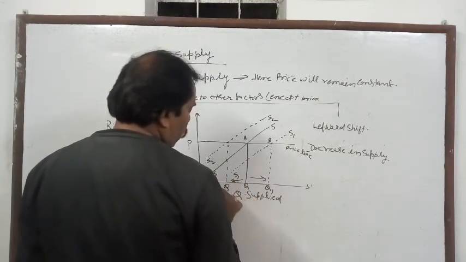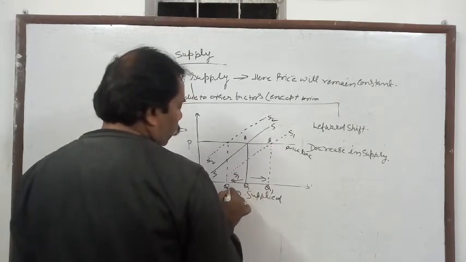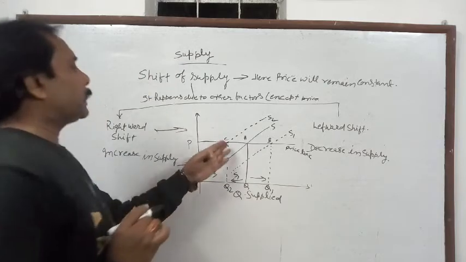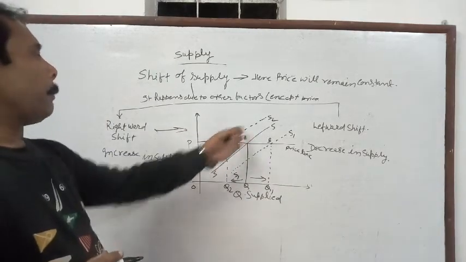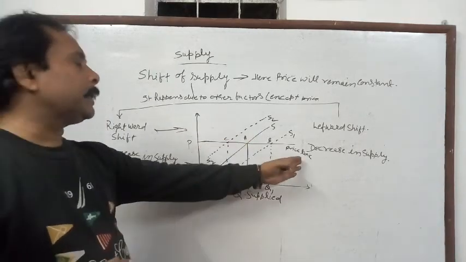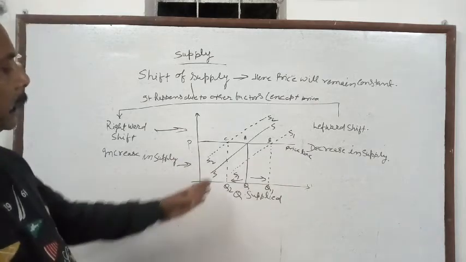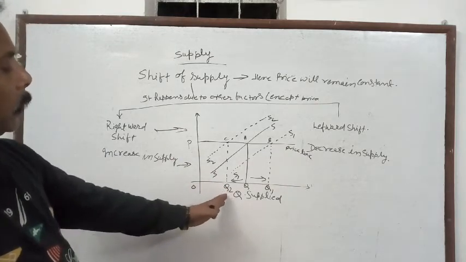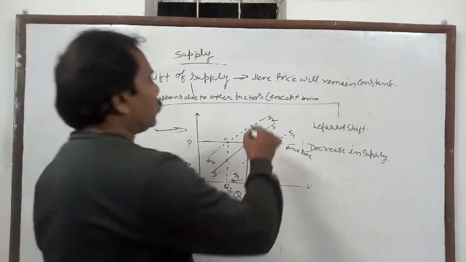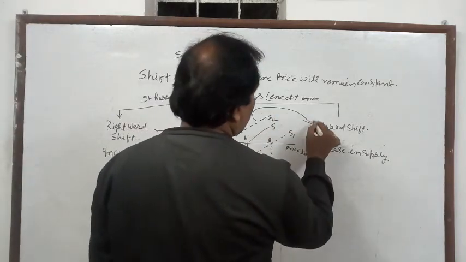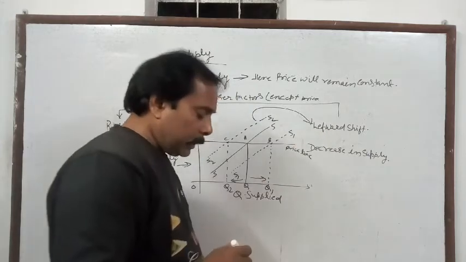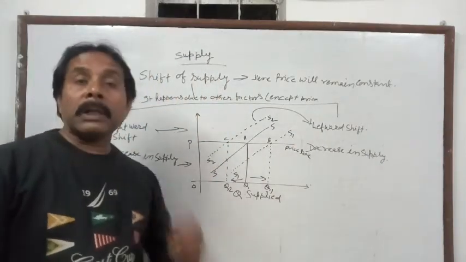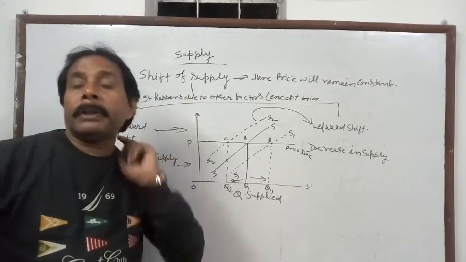and the supply has decreased from OQ to OQ2, because at point C the supply line intersects the price line. So it indicates that the quantity supplied is only OQ2, and this is known as leftward shift or decrease in supply. Again, it happens due to use of old technology.